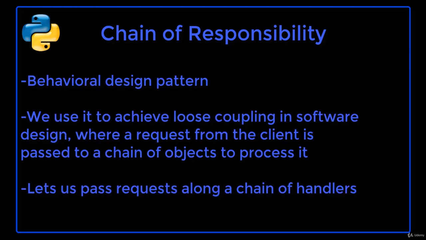In this lecture, we will learn about the chain of responsibility design pattern and how to implement it in Python. Chain of responsibility is a behavioral design pattern. We use it to achieve loose coupling in software design, where a request from the client is passed to a chain of objects to process it. This design pattern lets us pass requests along a chain of handlers.